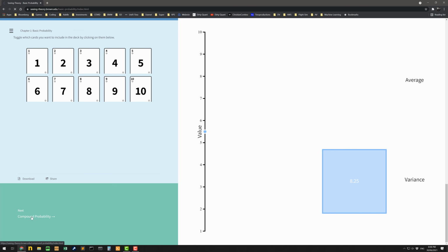Anyway, that was nice. Pretty straightforward. I like that you can play around with them, and it becomes very visual. Let's go to the next one. Compound probability. All right.